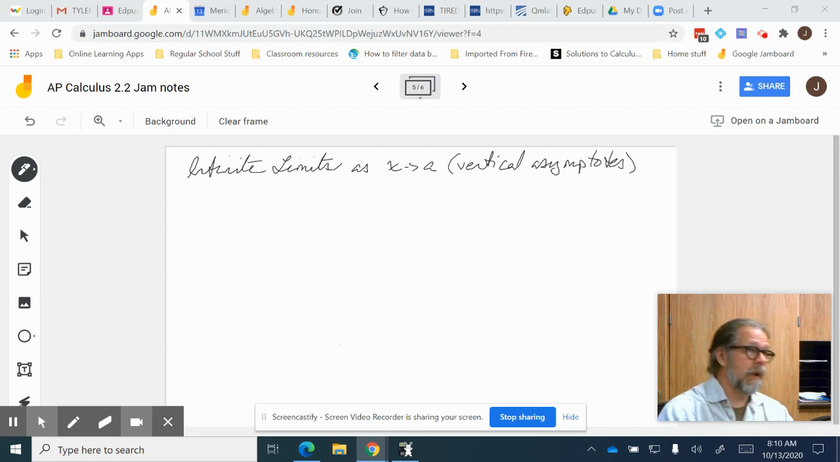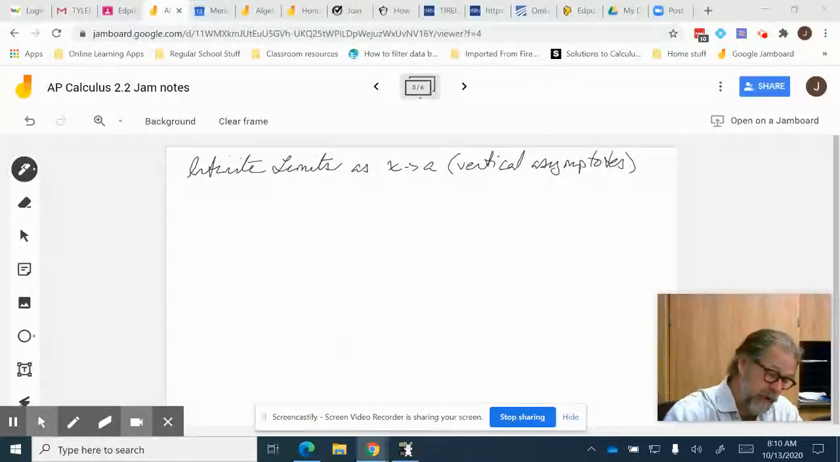Okay, video number 3 on infinite limits. Today we're going to talk about infinite limits as x approaches some number. This is also going to be the definition of a vertical asymptote.